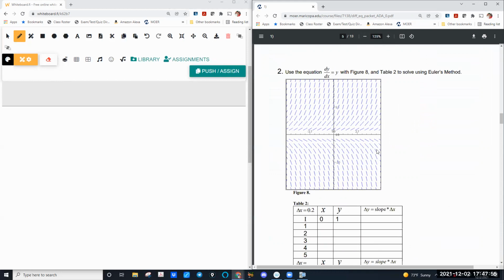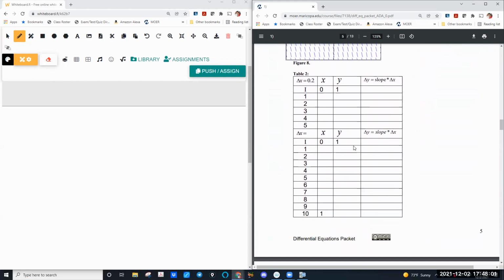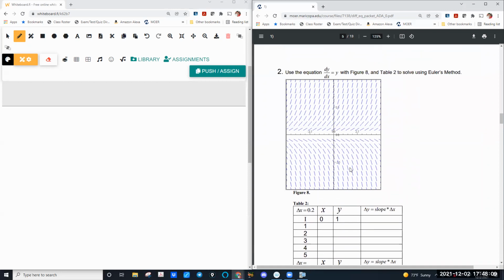Okay. So here's how Euler's method works. Euler's method is a numerical solution to a differential equation. When is that going to be needed? Well, when you can't find the solution analytically. The reason I'm specifically choosing this one is because we can find the solution analytically, so we can check our answer. But I want you to see what Euler's method does and how it works.